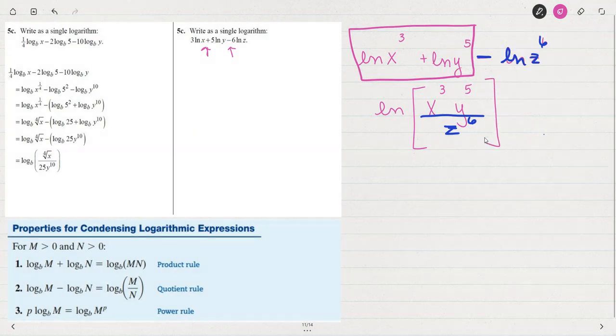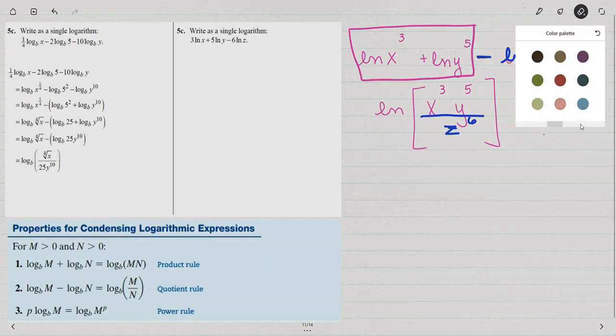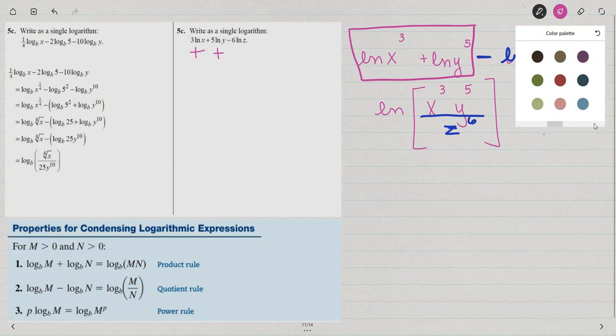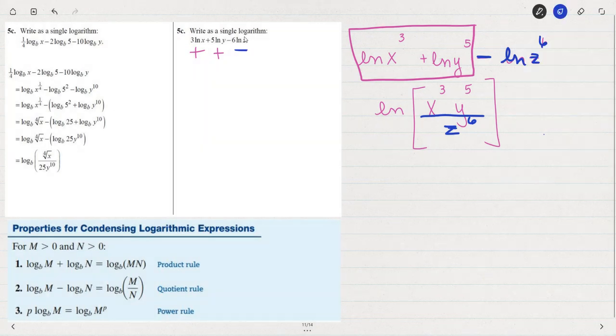Again, one way to see this when we have a series of sums and differences, anything that's positive, anything that's being added, is going to be in the numerator, and then that piece that's subtracted is going to be in the denominator. I hope that helps you see how to approach this one in the future. But we'd get the natural log of x cubed times y to the 5th divided by z to the 6th.